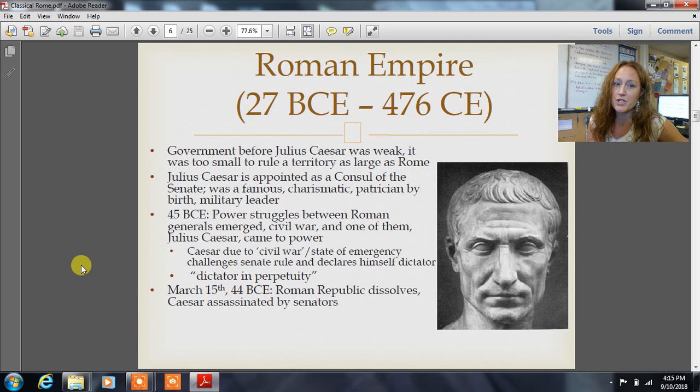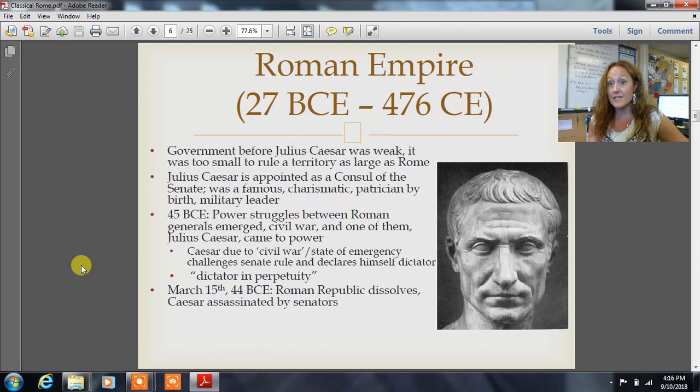Power struggles between Roman generals emerged. A civil war evolves between the two consuls, and Julius Caesar comes out victorious. Due to the civil war, he declares a state of emergency and enacts the clause in the Roman Republic that allows for a dictator. So he actually declares himself dictator. On March 15th, 44 BCE, the Roman Republic dissolves and Caesar is assassinated by senators. This marks the end of the Republic, because he declared himself a dictator and was assassinated.